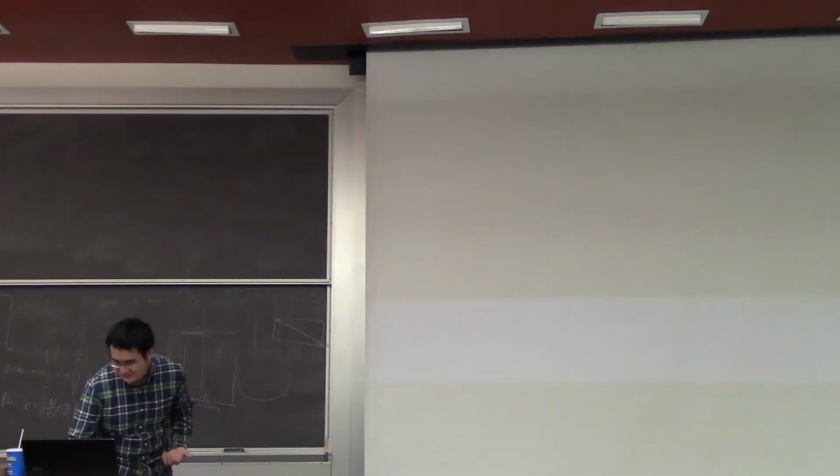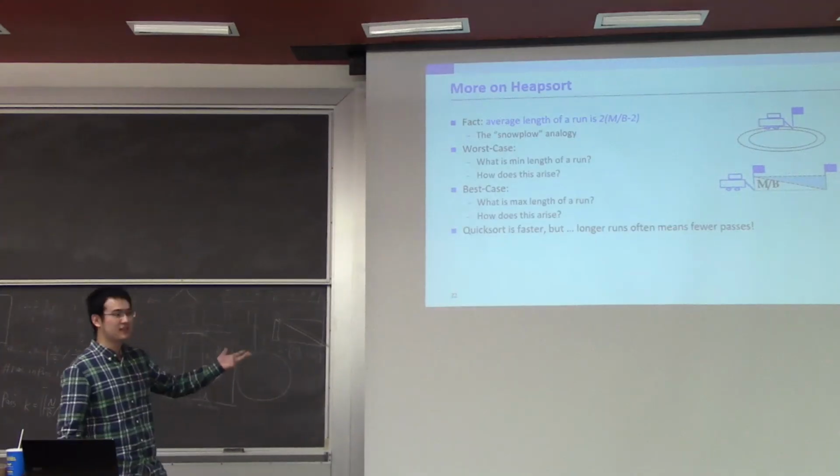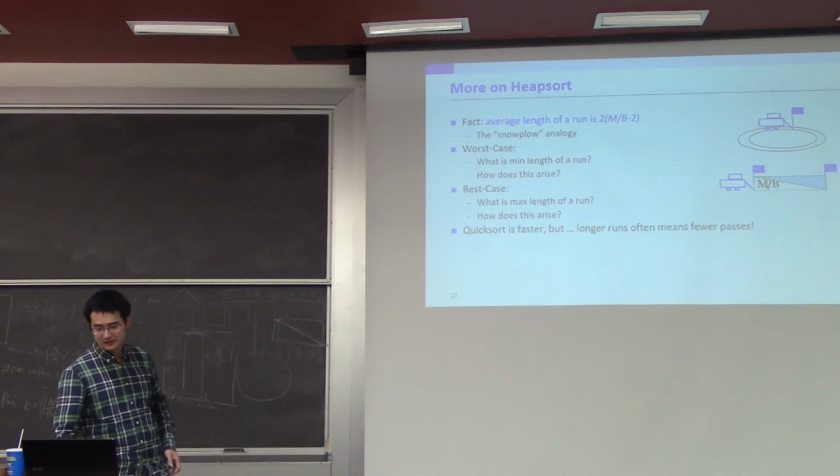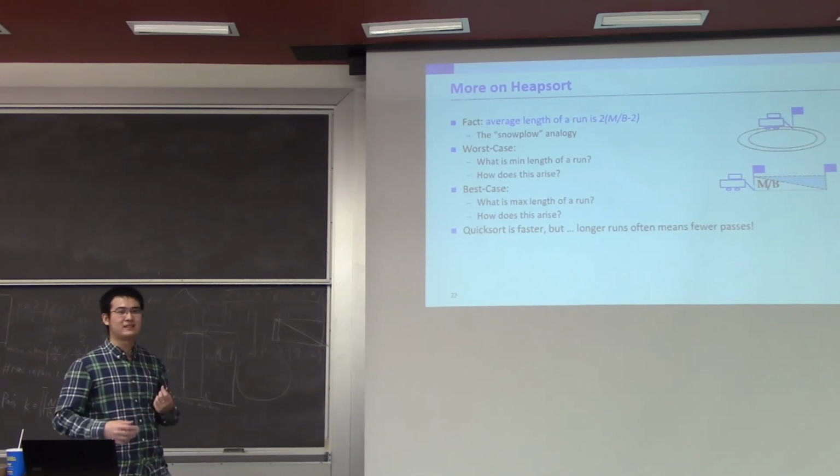But the whole point here is just the average length is actually longer than the best case of your quicksort or heap sort. So you have a larger run length, so that will give you fewer passes.